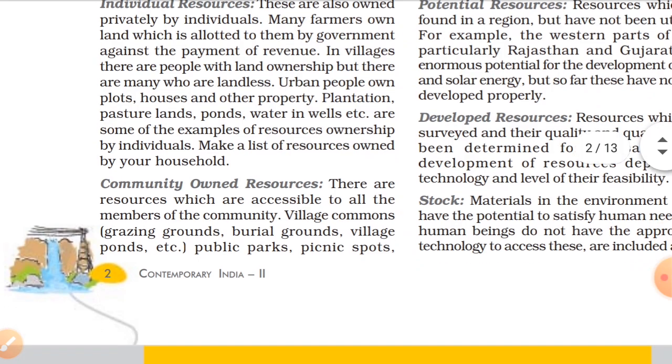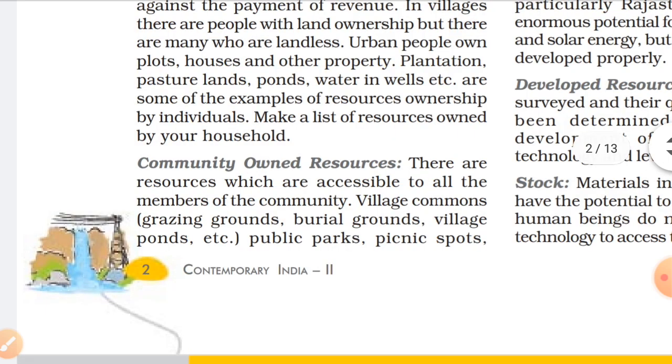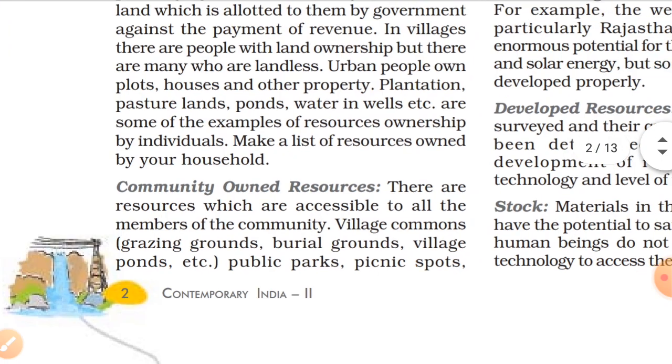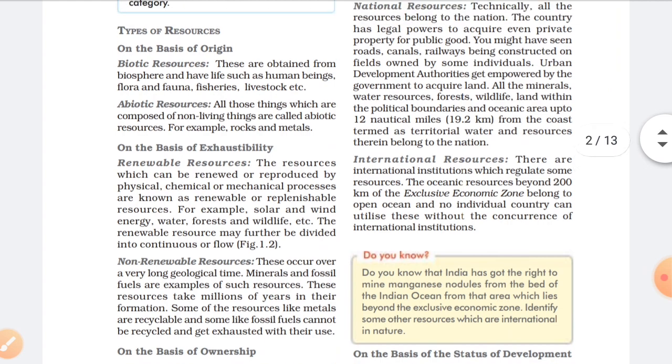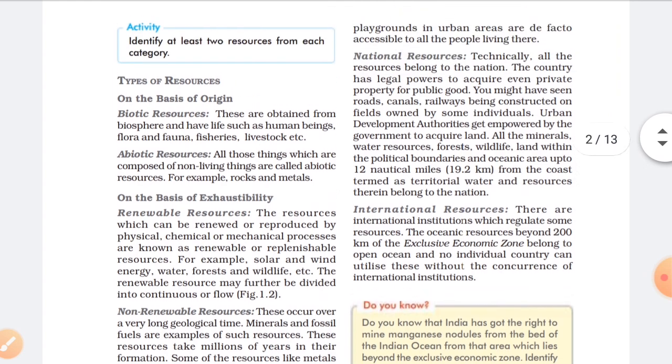These are the resources which are accessible to all the members of the community. Example, village commons, right? Grazing grounds, burial grounds, village ponds, etc. Public parks, picnic spots, these are community owned, so they are community resources. Playgrounds in the urban areas are de facto accessible to all the people living there.